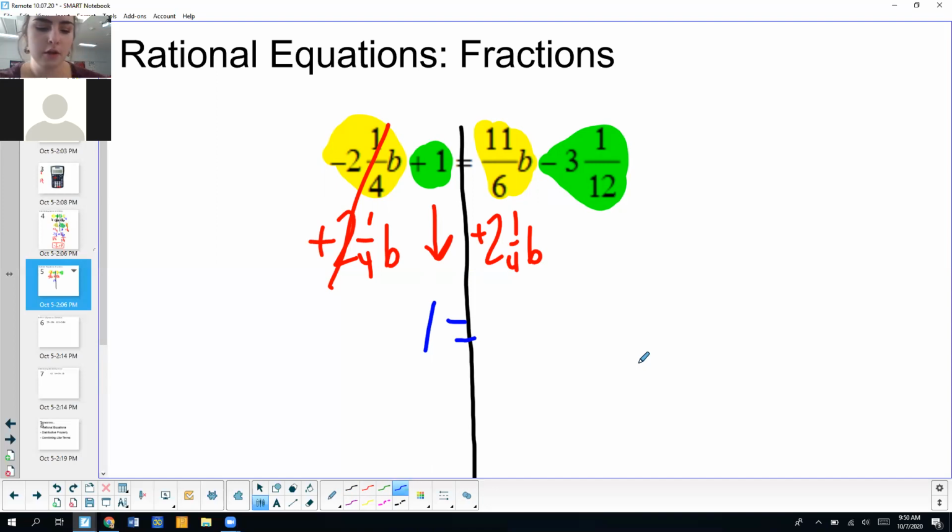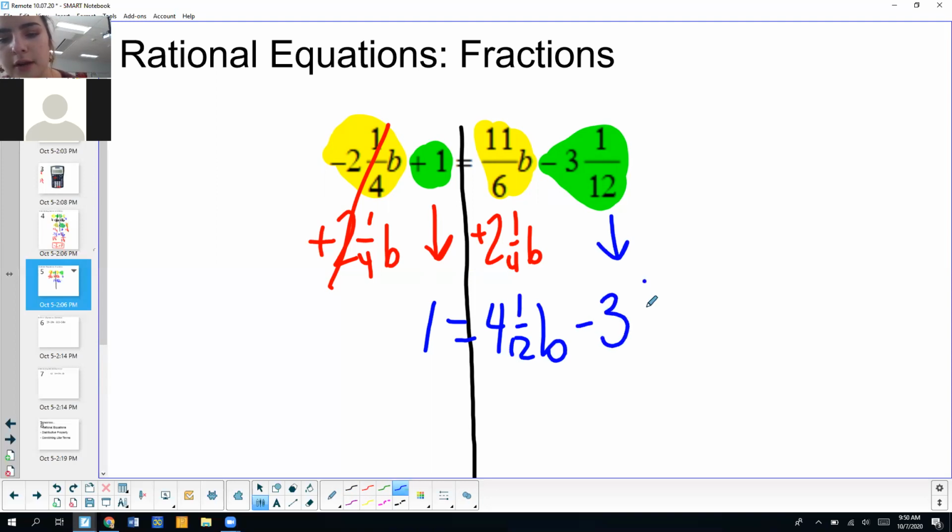You hit enter. We've got 4 and 1/12 B when I combine those. And then I'm also going to bring down negative 3 and 1/12.